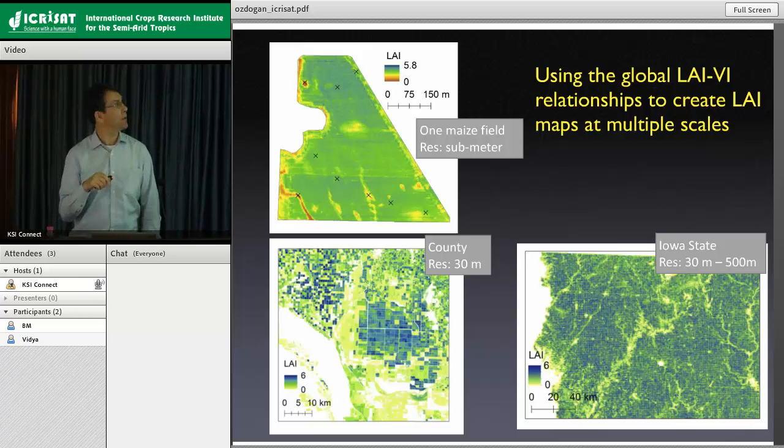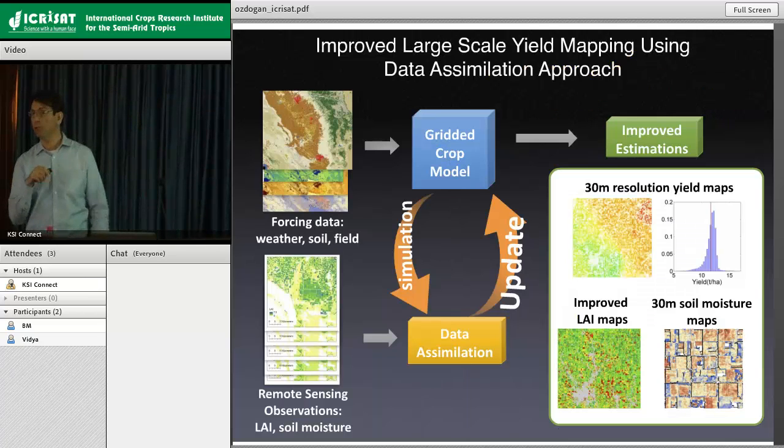So our next step is we get forcing data. Forcing simply means weather data, daily weather data, because our model requires that. All agricultural models, crop models require weather inputs. Then we take remote sensing observations. And then we come up with a gridded crop model. And then we do a simulation. When we do a simulation, the model gives us LAI, a predicted LAI. It also gives us yield.